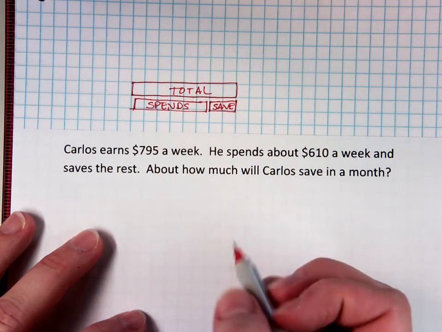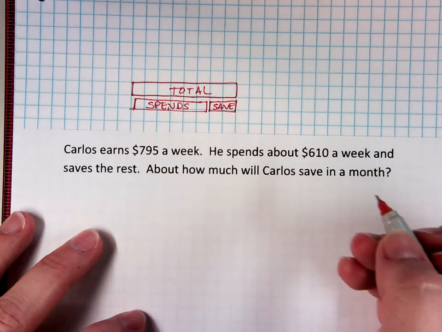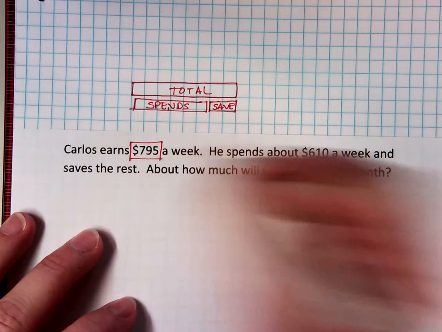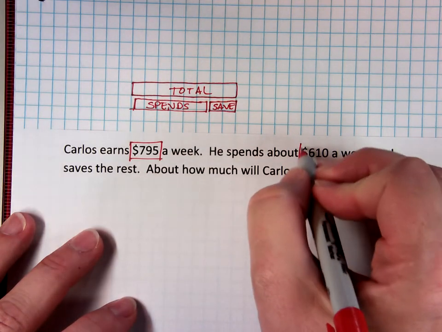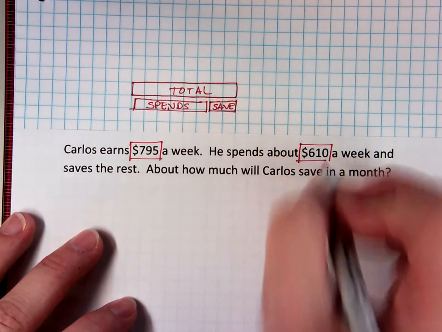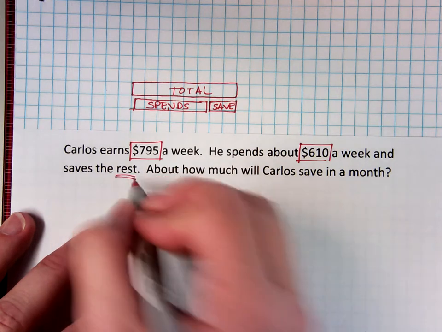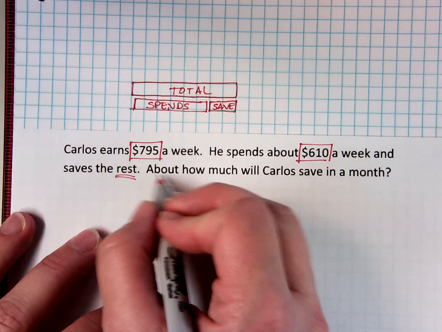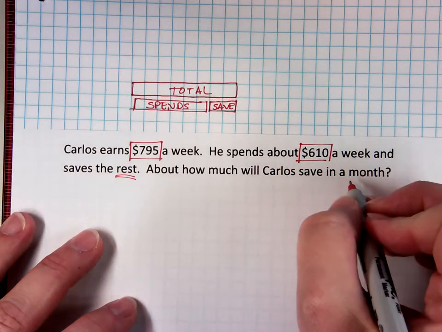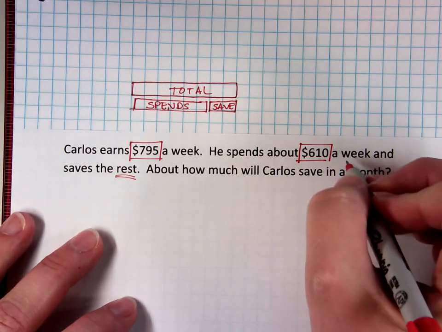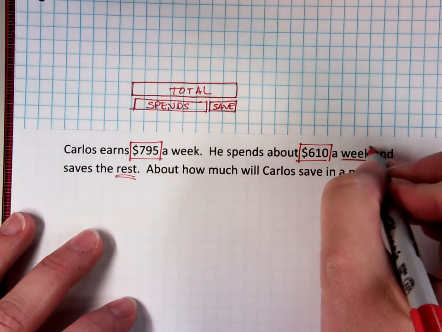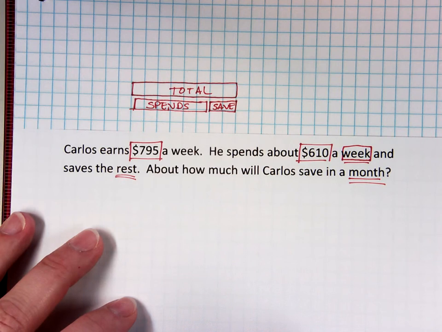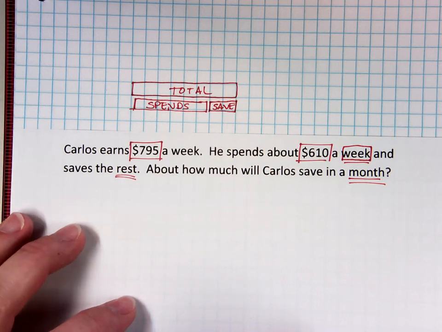Now when I reread that problem, I noticed that, well, number one, I did see some numbers. He earns $795 a week. He spends about $610 a week, and he saves the rest. About how much will Carlos save in a month? About means we get to estimate, and the other thing that's interesting to me is that up above, his salary is given to us in weeks, but down below, it's in months. That makes me think I'm probably going to have a two-step problem here.